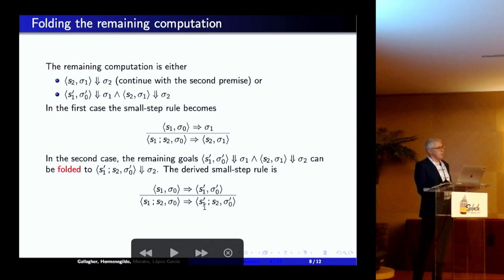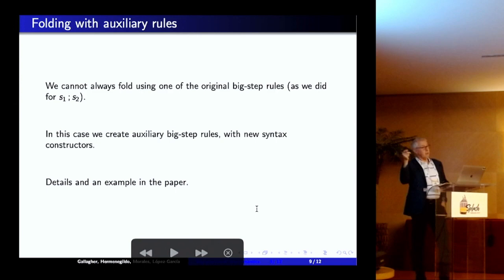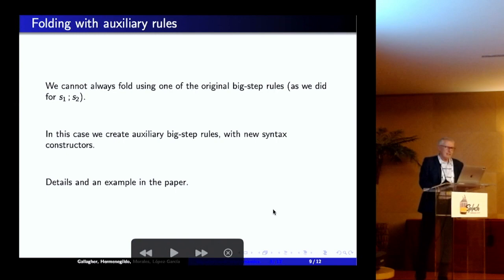In the paper, we explain how you can fold. You can't always fold. For example, you move from S1, sigma 0, but you may need either S1 or sigma later on in the second premise, so you can't just throw them away and replace them by S1 prime, sigma 0 prime. And then we have a way of looking at the structure of the remaining premises and creating an auxiliary big step rule and inventing a new syntax constructor.